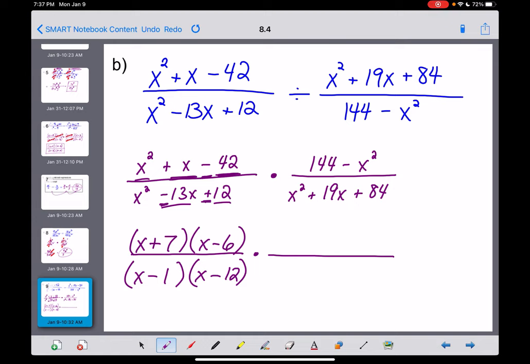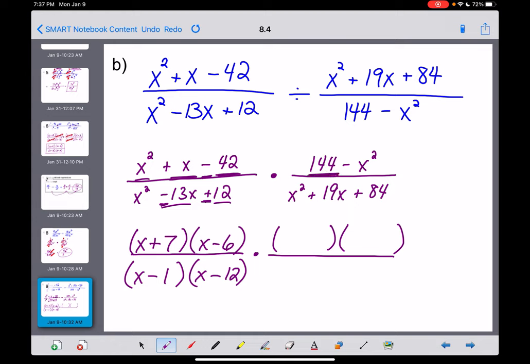Top right is something that bothers people sometimes. 144 minus x squared. There's no GCF to pull out, so what I want you to notice is it's a binomial, and there's only three kinds of binomials that we've learned how to factor so far this year, guys. A difference of squares, a difference of cubes, and a sum of cubes. This one is a difference of squares, because 144 and x squared are both perfect squares. So again, it factors into the product of two conjugate binomials.